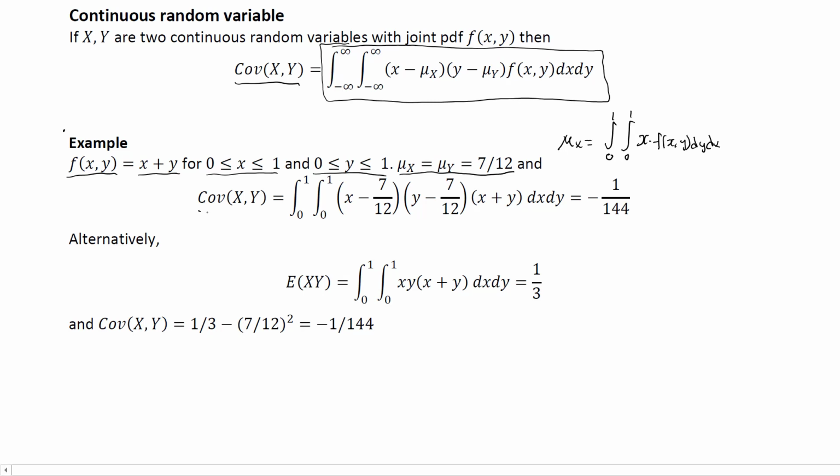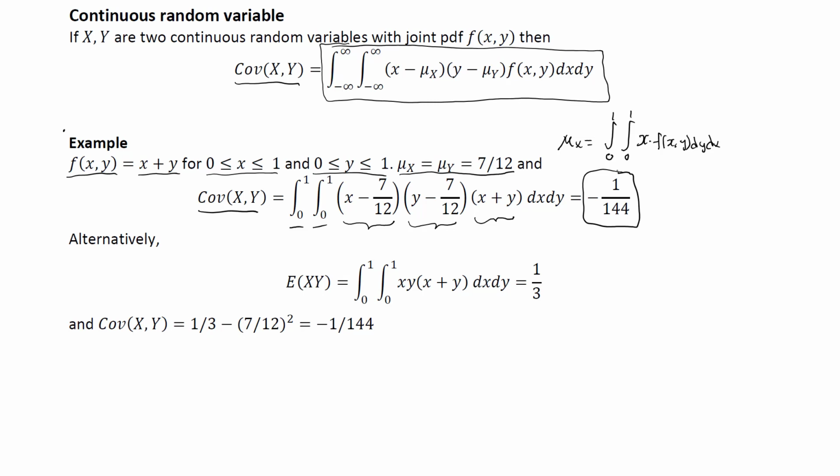So to do the covariance, the integral of y, integral of x, this is my x minus mu x, this is my y minus mu y, this is my f of x comma y. All I have to do is just calculate this double integral. If you do that with Maple or by hand, you should come up with minus 1 over 144. And you always have the alternative to calculate the covariance as the expected value of the product minus mu x times mu y.